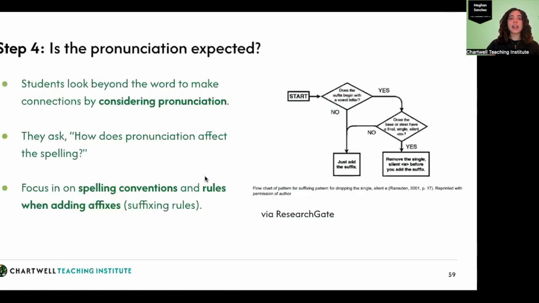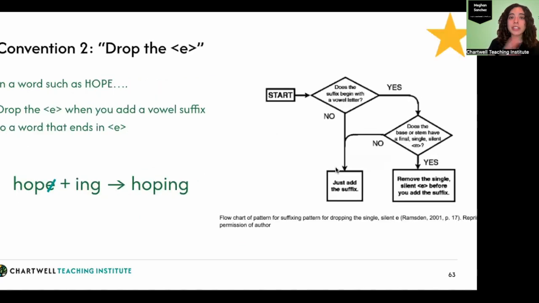Then the last step is step 4, and we really get to that thing that has clearly been coming up over and over again, is the pronunciation expected. And consider how the pronunciation can affect the spelling. This is a really great tool to give students some independence and autonomy when you're teaching them a new suffixing rule, that they have a resource that they can refer back to and practice.